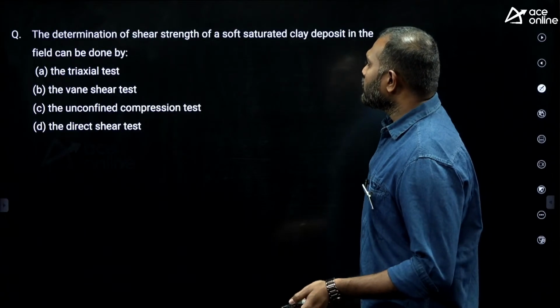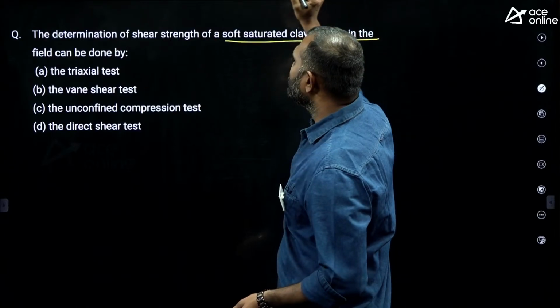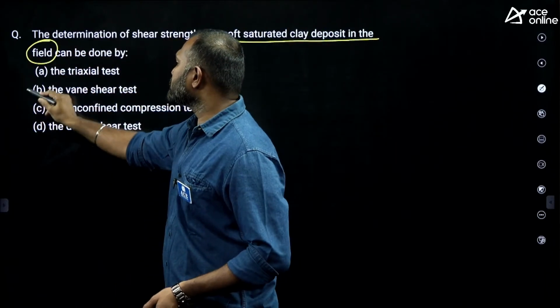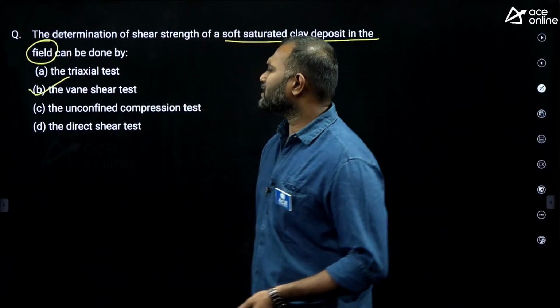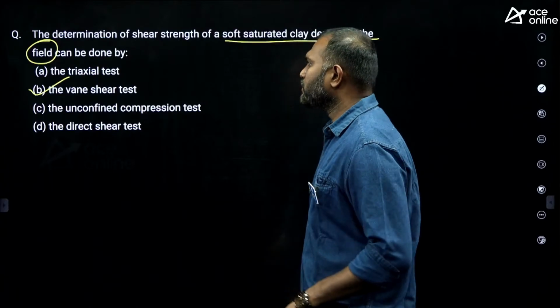Okay. The determination of the shear strength of a soft saturated clay deposit. In the field, out of all the methods, the field test is the vane shear test. Triaxial test, unconfined test and direct shear test are the laboratory methods. The field test is the vane shear test.